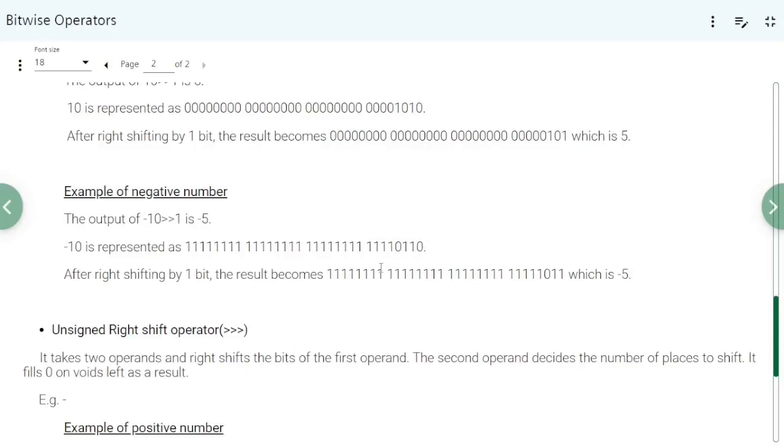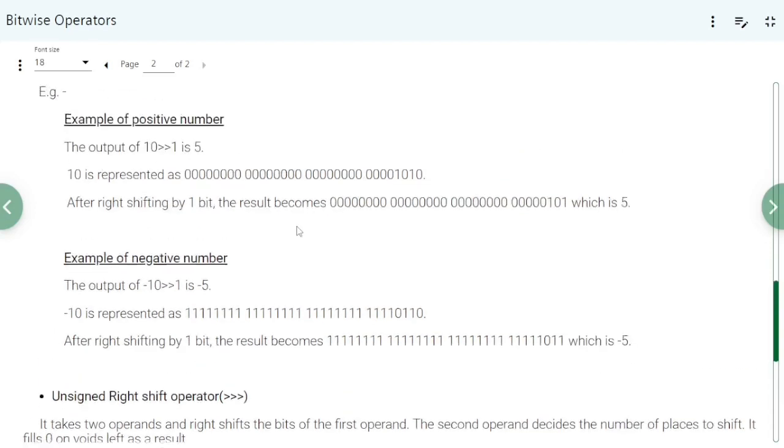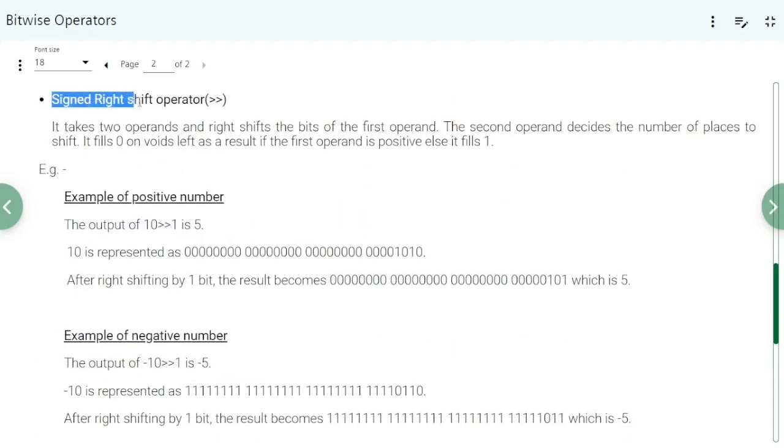Now when you right shift this negative number by 1, what will you be getting? You will right shift as we have done here. You will again do the same thing. 0 will be shifted here, 1 will be shifted in this place, 1 will be here, 0 will be here. So you'll be getting something like this, which when you convert back to the decimal number, you will be getting minus 5. And this is what the signed right shift operator is. This is all about it.